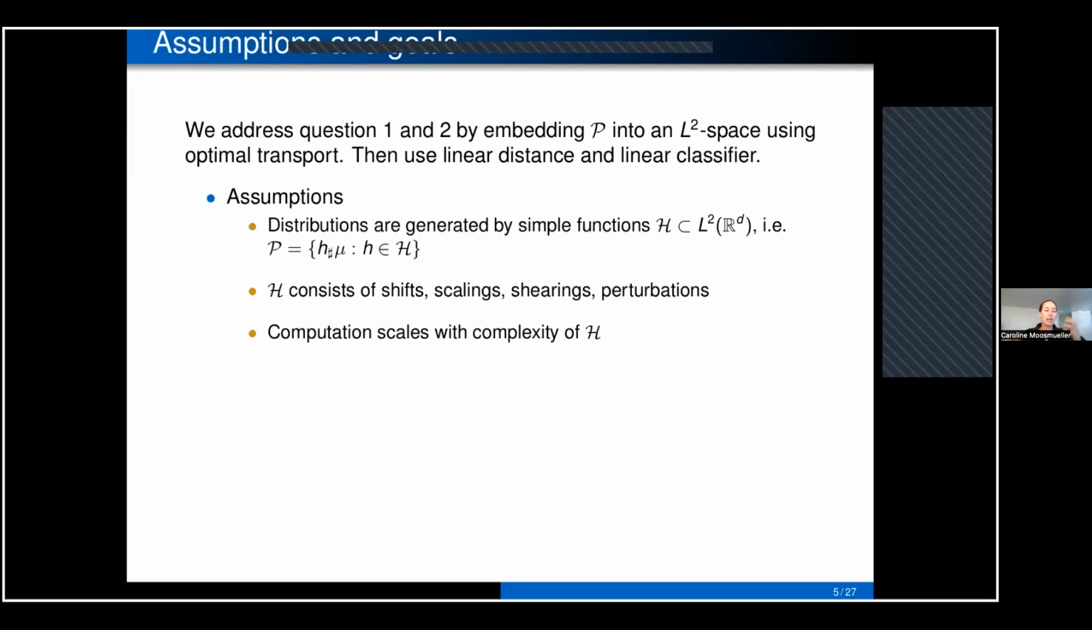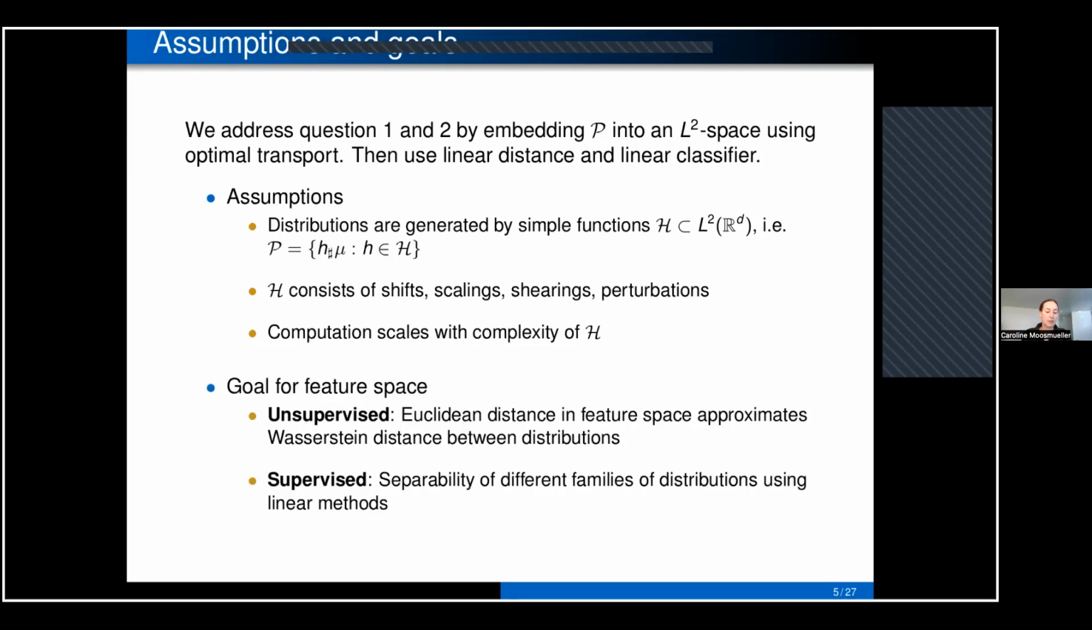So the way that the distributions have been created was by some kind of elementary transformations like shifts or scalings and specific types of shearings, which I will talk about later as well. So this will be the assumption. Each instance of our data has been created by a generation process using simple functions. And then we're going to see, and this is one of the reasons we're doing this simplification, that the computation scales with the complexity of H. So if H is a simple space, computation will be simpler.